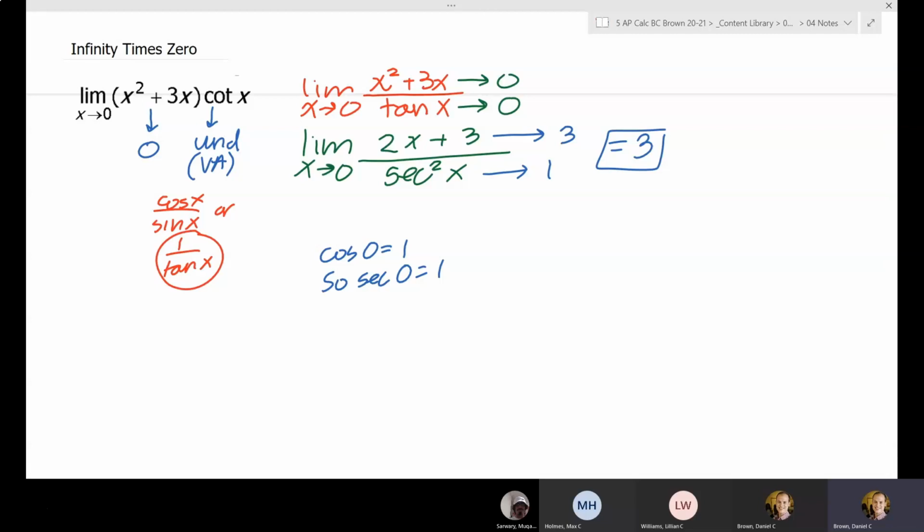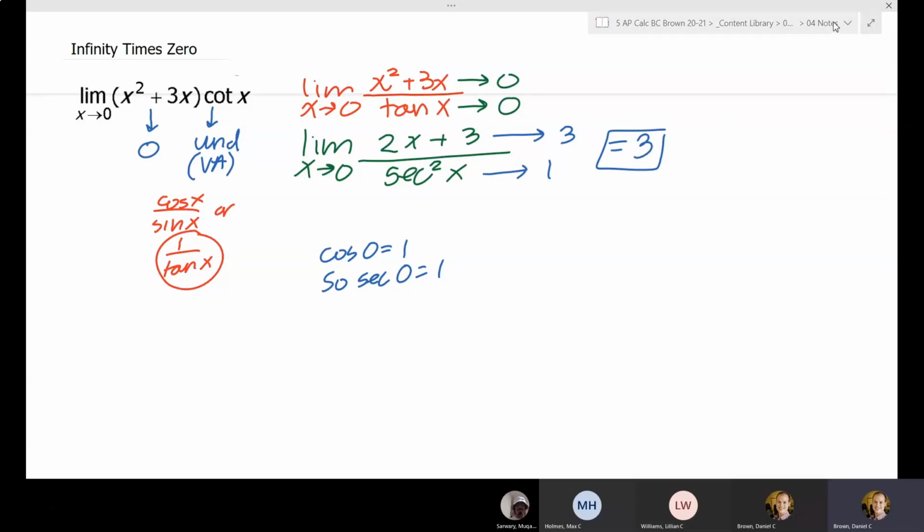For the next example we're going to look at, one issue we sometimes run into when we want to rewrite a problem is that there will be multiple ways to rewrite it. We need to choose the best way, or the way that gives us the indeterminate case that we need for L'Hopital's rule.